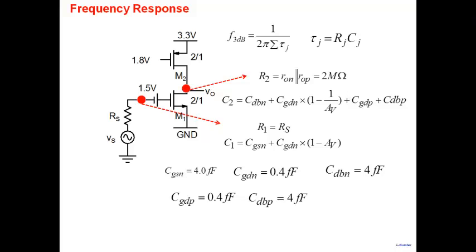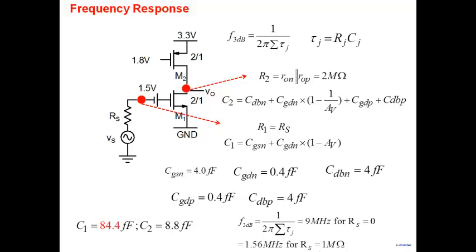So as an example, CGSN, I've given you all the values here. 4 femtofarads. CGD is smaller, 1 order smaller here. Drain to bodies are comparable. So note the net capacitance that comes out is C1, 84.4 femtofarad. C2 is 8.8 femtofarad here. And then, of course, one can plug it in and calculate the 3 dB frequency here.